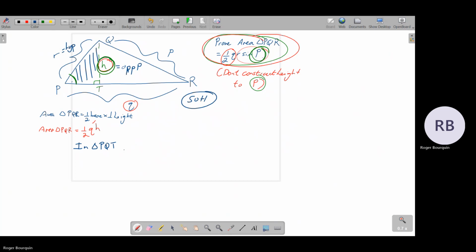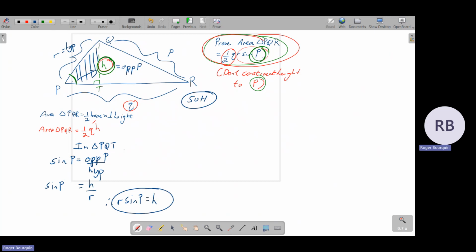So sine of P is equal to opposite over the hypotenuse. And opposite P is little h, and the hypotenuse is r. The sine of P is equal to h over r. So therefore r sine P is equal to h. Let's call that equation 1. We want to call this equation 2.